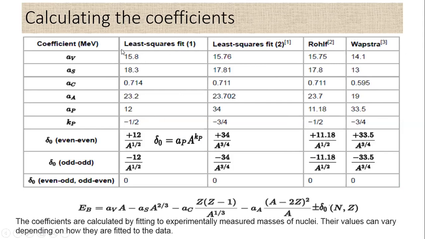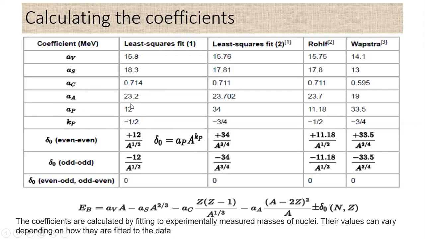So let's suppose if you want to apply this least squares fit method 1, then this is the volume term. The constant for the volume term will be 15.8, constant for the surface term 18.3, Coulomb term 0.714, and asymmetry term 23.2, and these AP or KP are for the pairing term. So AP is the coefficient of the pairing term, and KP is the power of the pairing term.